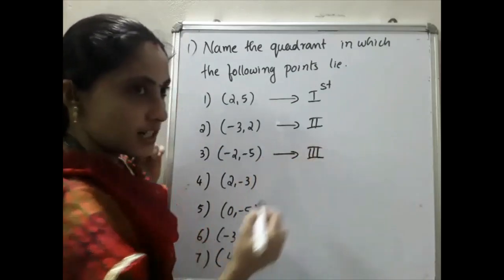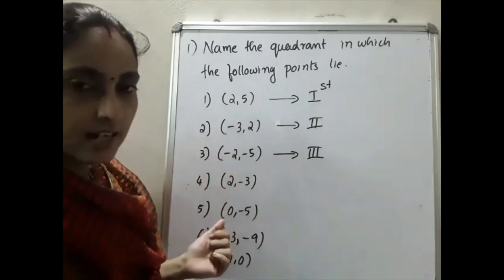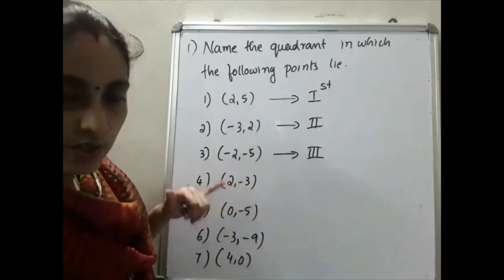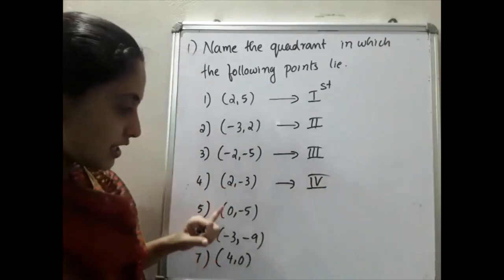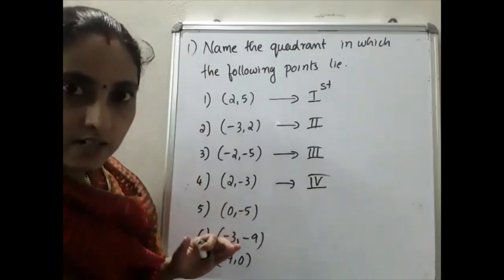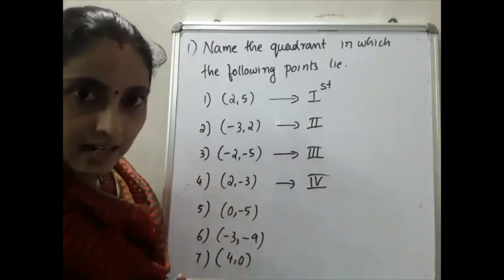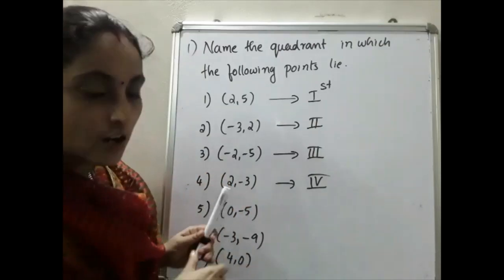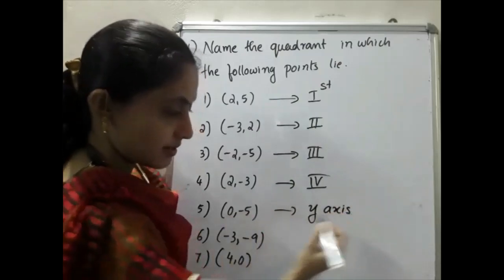Is it clear? First one is both positive and third one is both negative. Second one is x negative, y positive. Here it is x positive, y negative. So fourth quadrant. And (0, -5). Whenever a coordinate is 0, the point may lie on the axis. So which one is 0 here? x is 0. x 0 means on which axis? y-axis. So this will be on the y-axis.